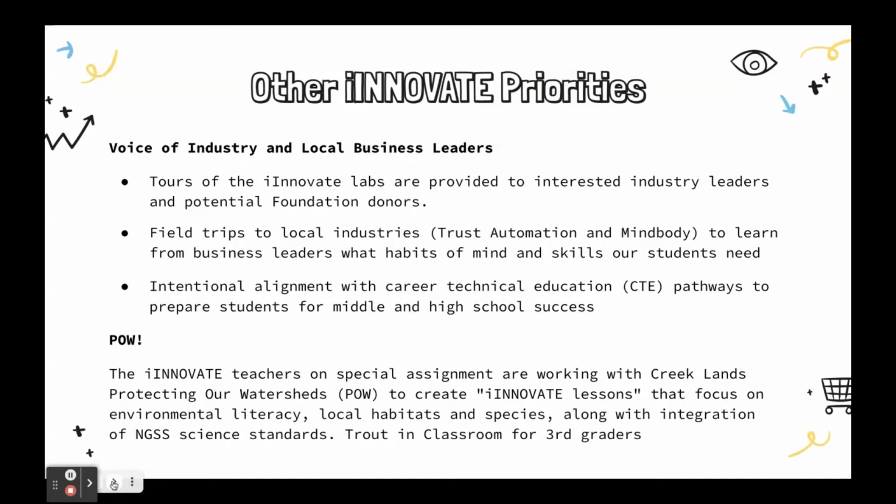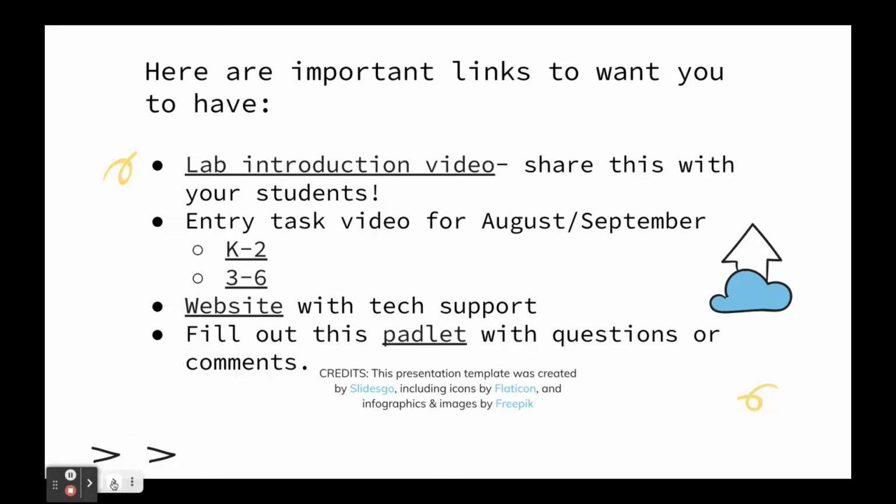iInnovate is working with Creeklands on protecting our watershed, which is POW, and creating iInnovate lessons that focus on environmental literacy, local habitats and species, along with the integration of NGSS and FOSS science standards. You might know this as Trout in the Classroom for third graders. So third and fourth grade teachers, look for an email soon about the follow-up of potential POW opportunity for this year.